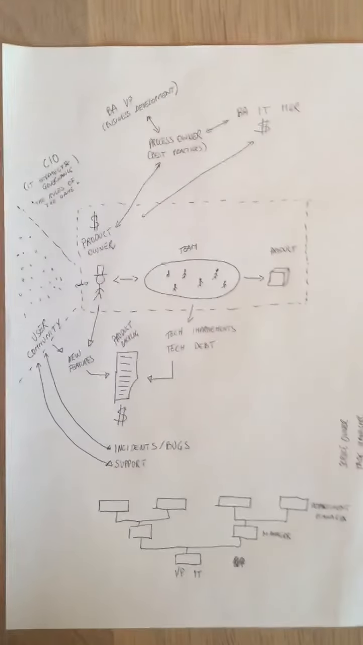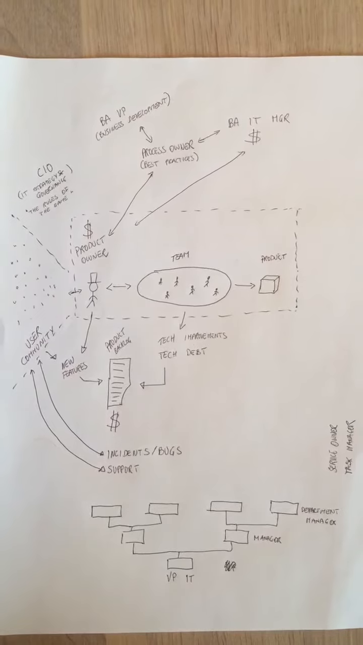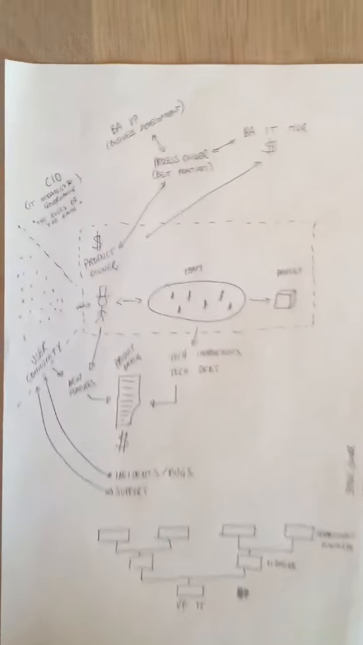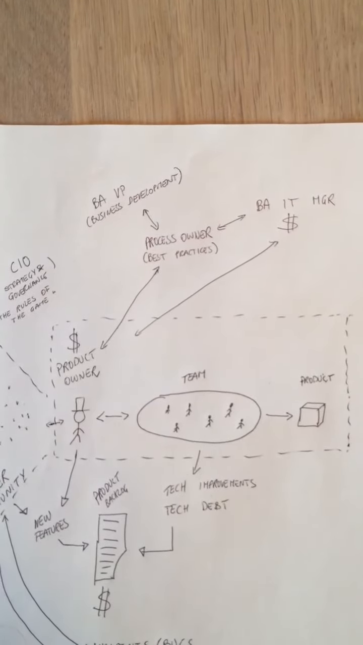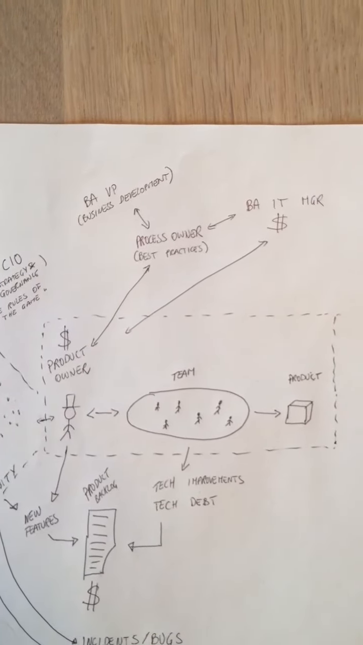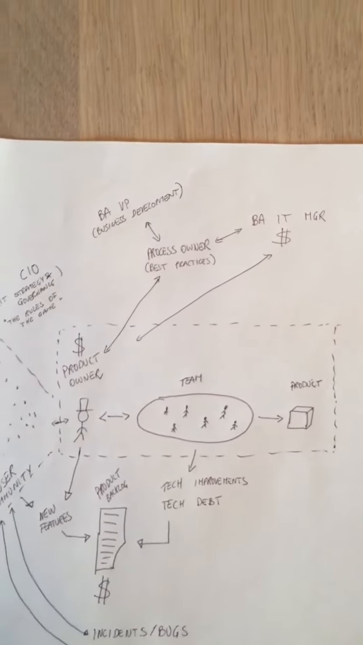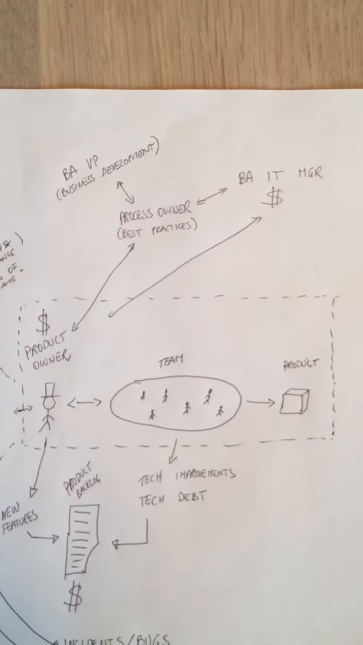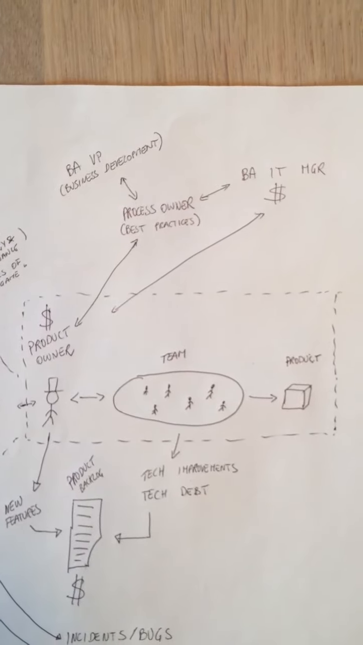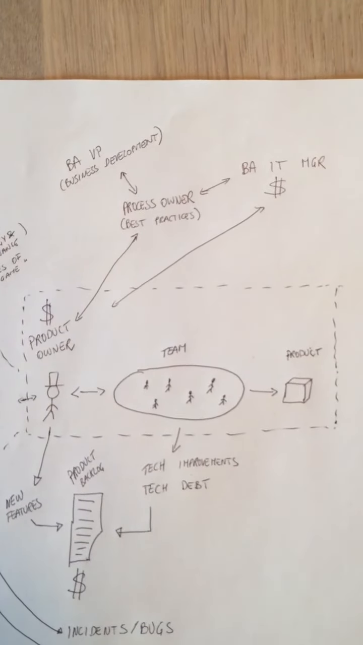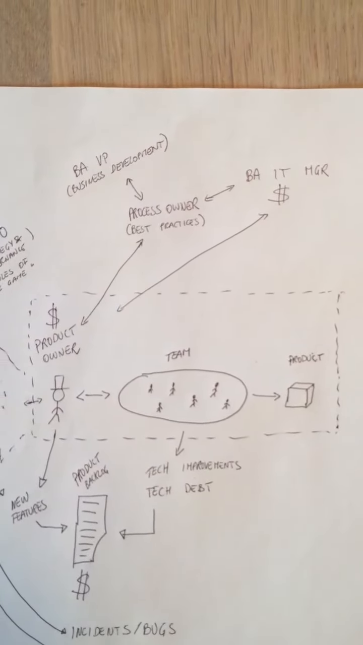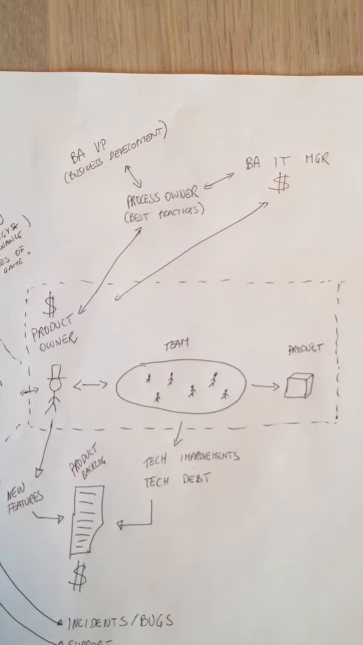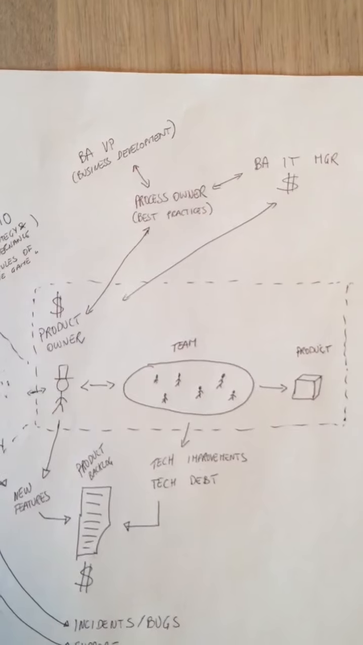And the important thing in this is the IT manager is responsible for the funding in the business area, or the process owner, or the VP, or the CIO. They should all focus on improving this dotted rectangle. It should all be aimed at optimizing the delivery of a working product according to what matters to the product owner, as efficiently as possible.